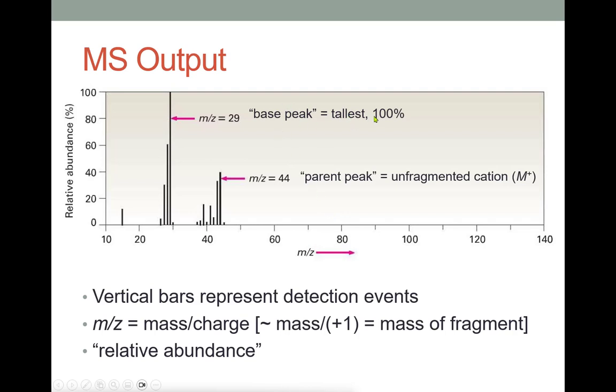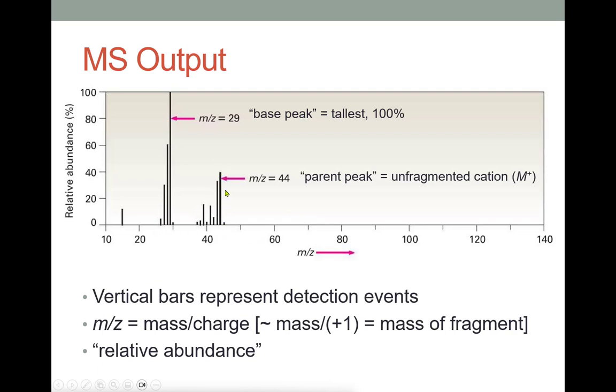The base peak is the one that has the tallest, or 100% relative abundance. Everything else is represented as a relative abundance compared to that one. The parent peak is the unfragmented cation. This is what we saw in the ionization slide a couple of slides ago. This is the case where, in that particular instance, we just knocked an electron off, but we didn't fragment the molecule otherwise.